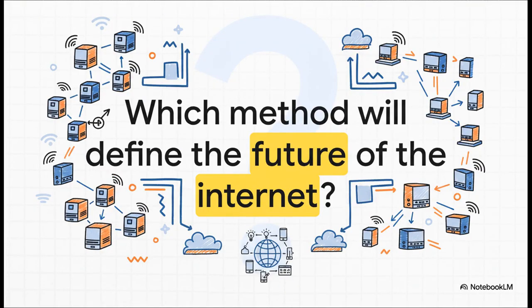So I'll leave you with a question to chew on. As our world gets more and more connected, with billions of new devices coming online, which of these methods do you think will define the future of the internet? Will the efficiency of multicast for group messaging become the most important? Or will the speed and resilience of Anycast be the most critical tool we have? The future of the network really depends on these choices.